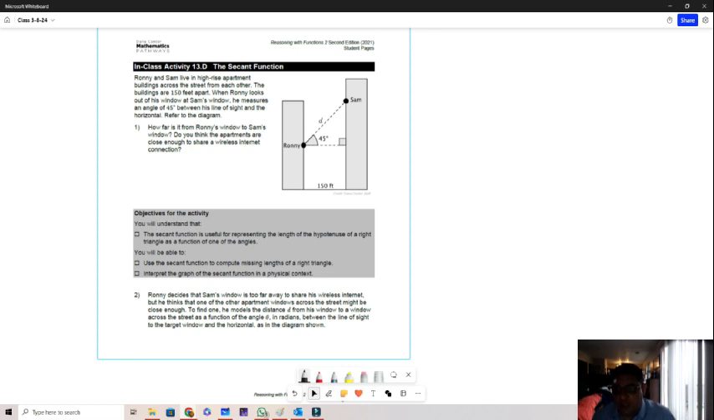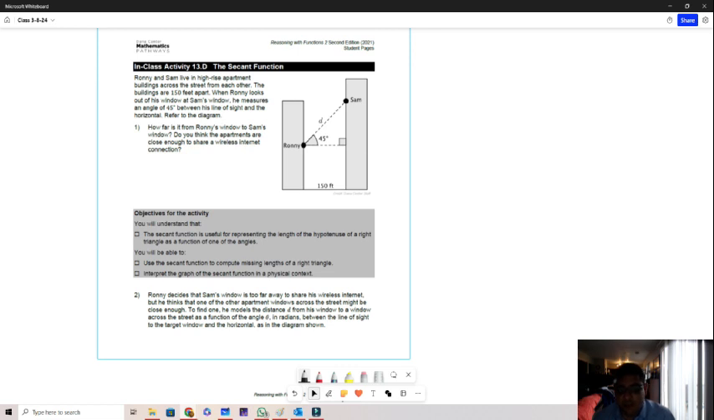And when Ronnie looks out of his window to Sam's, he measures a 45 degree angle between his line of sight and the horizontal that will give with Sam's building. We want to know how far Ronnie's window is from Sam's window, and whether the apartments are close enough for them to share a wireless internet connection. So by the setup here, you notice that we can create a triangle.